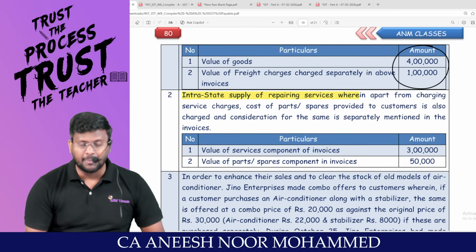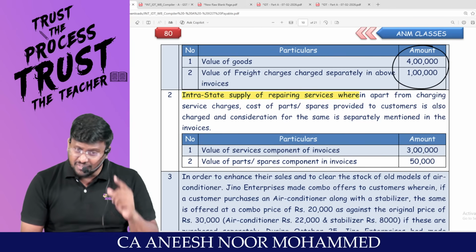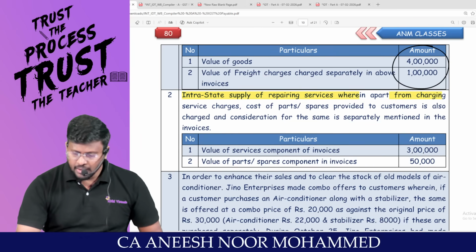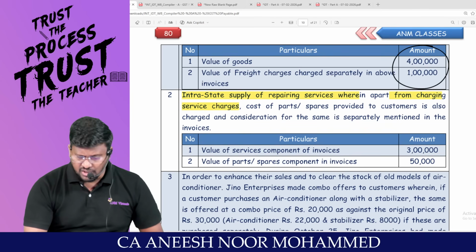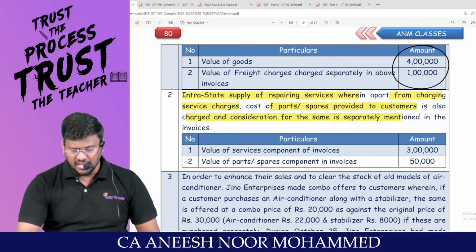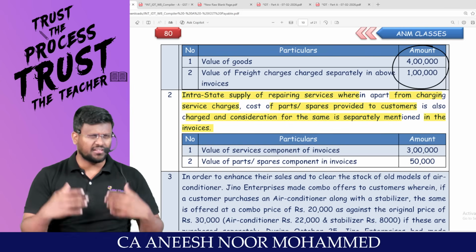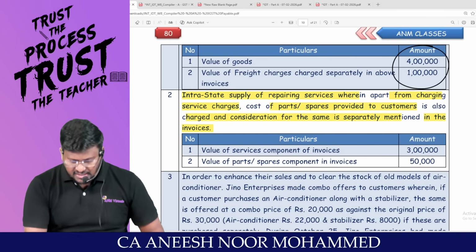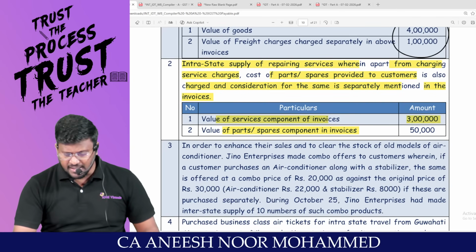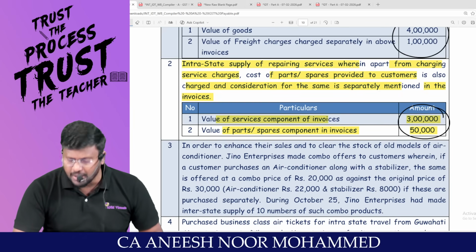Intra-state supply of repairing services. Somewhere an AC is not working, and this person has gone and done the repairing services, so not the rate of goods. Apart from charging a service charge, the cost of parts or spares provided to the customer is also charged, and the consideration for the same is separately mentioned in the invoice. That means the service component charge is 3 lakh and the value of parts or spares component in the invoice is 50,000. That means they sold even the spare parts also.